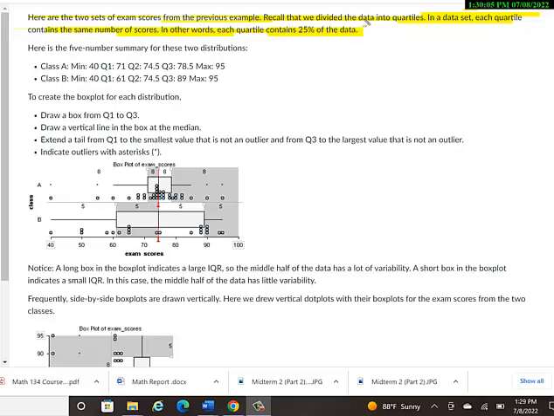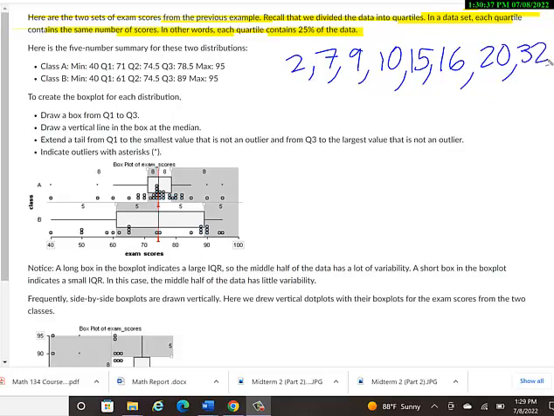The smallest equal sized group would be quartile 1. And then the next would have the second to the smallest values. So maybe even just a simple example just to illustrate. Before we even jump into this exam thing, if you had values of 2, 7, 9, 10, 15, 16, and then 20 and 32. I'm just making these up. Those are 8 numbers, I believe. 1, 2, 3, 4, 5, 6, 7, 8.